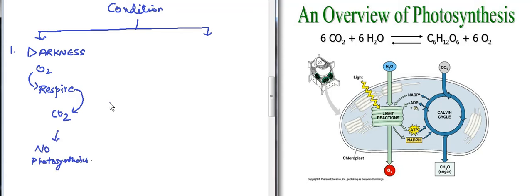Second condition, suppose dim light is there. So in this dim light, photosynthesis will happen and respiration will also happen here. See how? Actually it's not happening here, it is happening. So how? Let's see. Suppose the plant is respiring, and the plant is also doing photosynthesis.